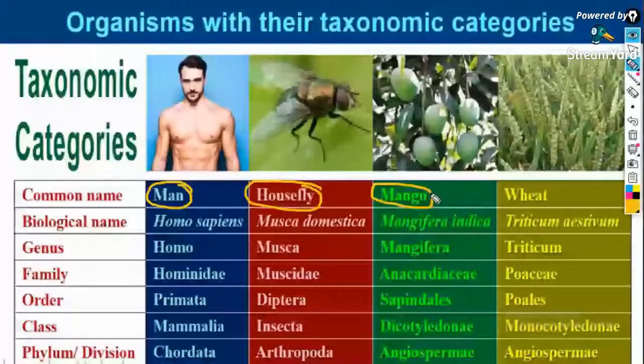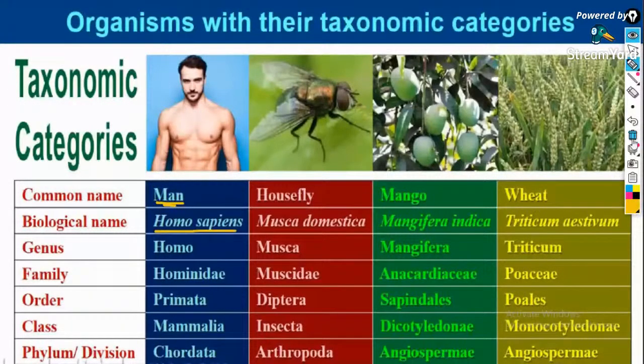First, we are going to discuss man. The biological term is Homo sapiens. Homo is the genus, sapiens is the species name. Then Hominidae, Primata, Mammalia, Chordata, and the kingdom is Animalia.